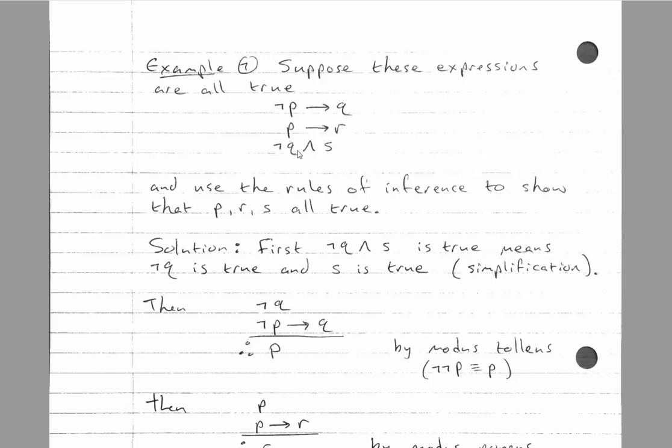Let's start with that bottom one. So not Q and S is true. Well, the only way two things connected by an and are true is if they're both true. So not Q is true and S is true. That was called the simplification rule.